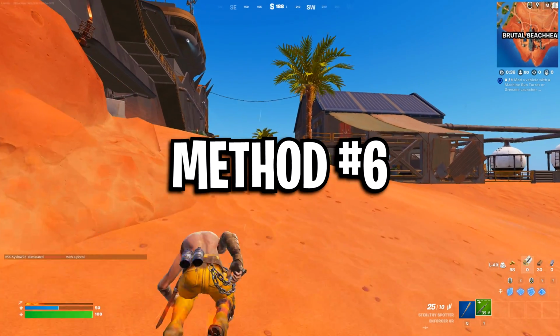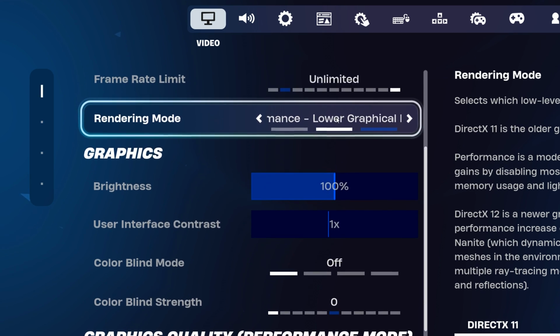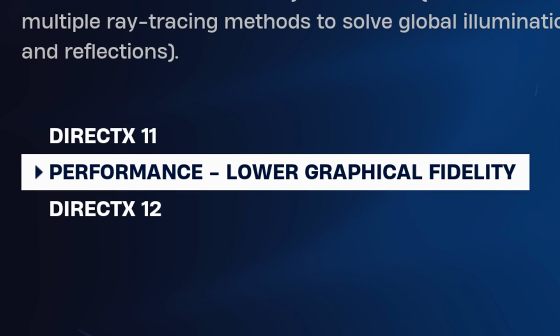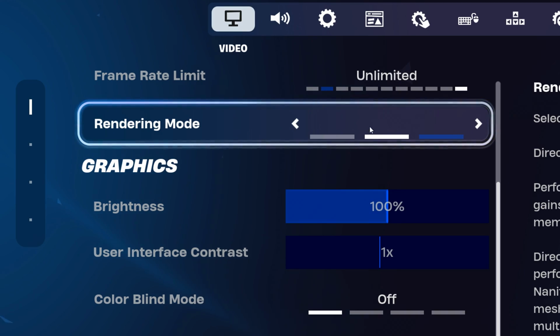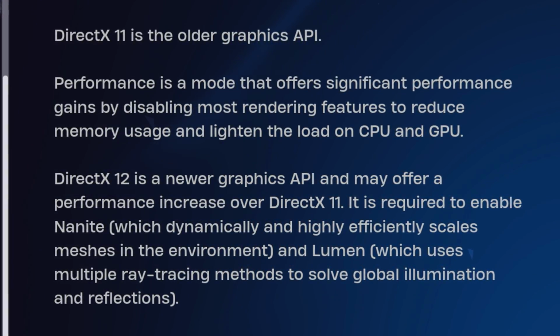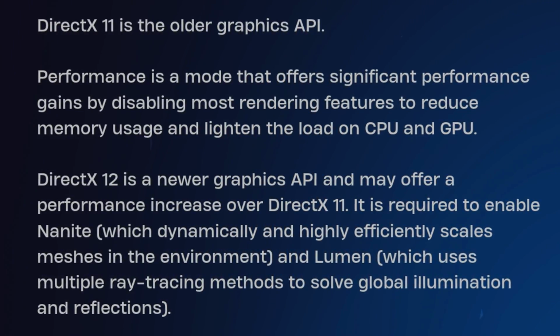Next up, for method number 6, we're going to go into the game, into our video settings, and under where it says rendering mode, you want to select performance low graphical fidelity. And there's two reasons for selecting this rendering mode. One is the fact that it's based on DirectX 11, which has been around longer than DirectX 12 and is a lot more stable for most people's PCs.